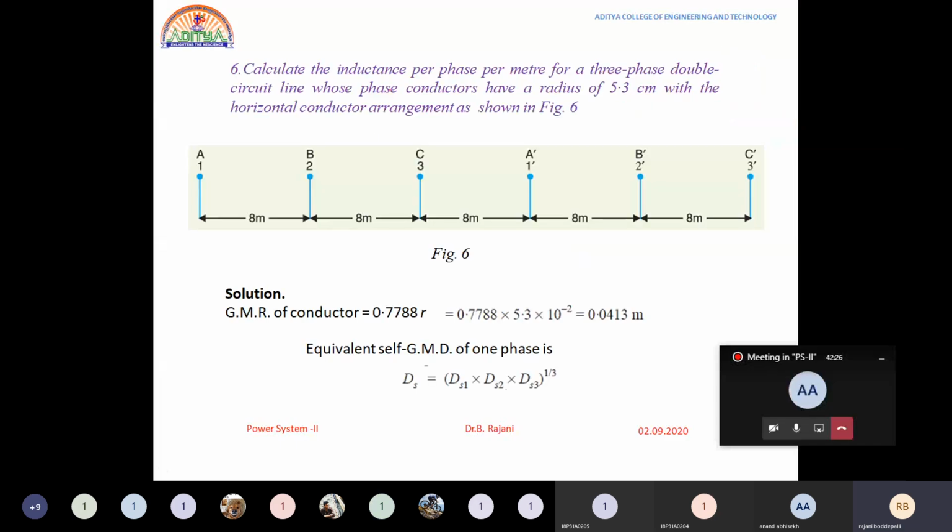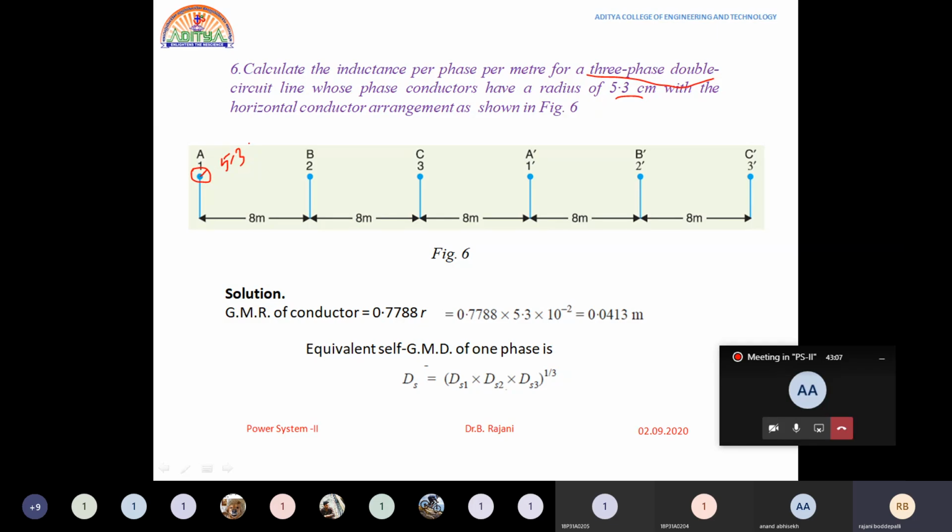Now, calculate the inductance per phase per meter for a three-phase double circuit line whose phase conductors have radius 5.3 centimeters, with the horizontal conductor arrangement as shown in the figure. This is the figure we are having. Here also it is a three-phase double circuit line. That is why we have written ABC, A dash, B dash, C dash. Each phase conductor, that is conductor A, has a radius of 5.3 centimeters.